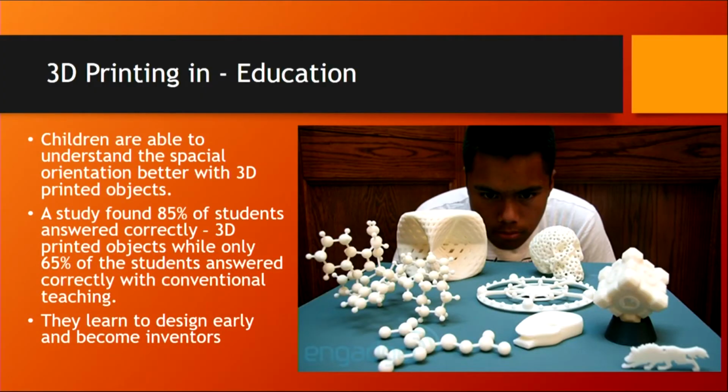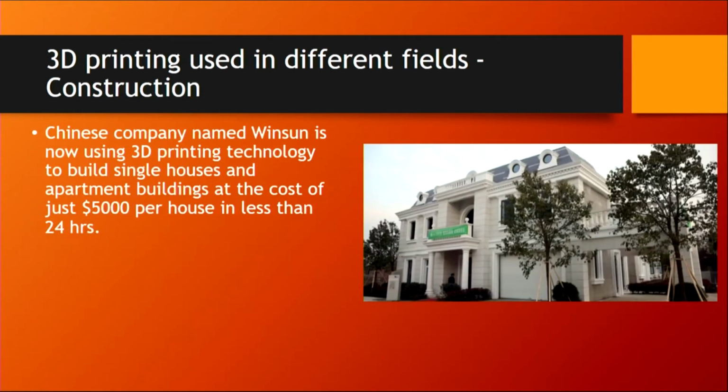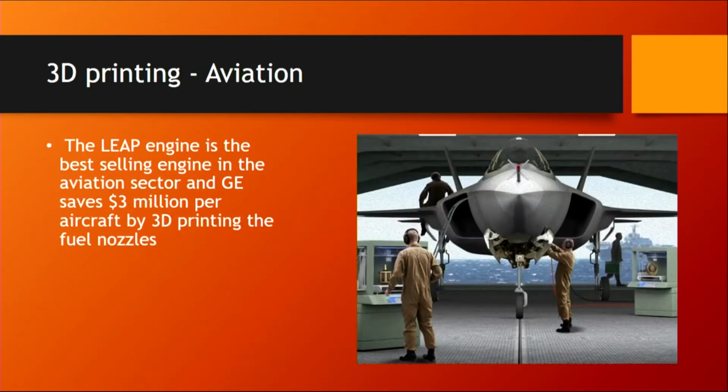3D printing is used in education to help teach students spatial orientation better with a 3D printed object. It is used in architecture. It is used in construction. Already in China, they are 3D printing houses in a single day. It is used in aviation, where you make 3D printed engines which are less in weight. They also make lighter fuel nozzles, saving millions of dollars.